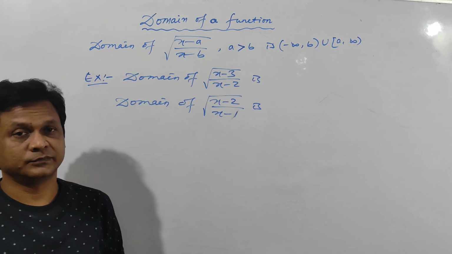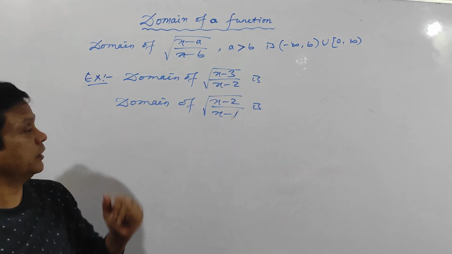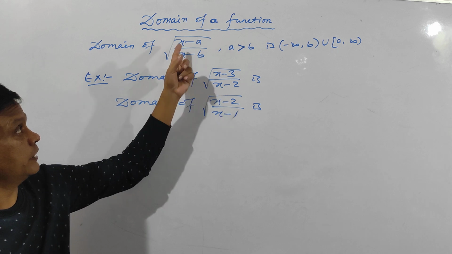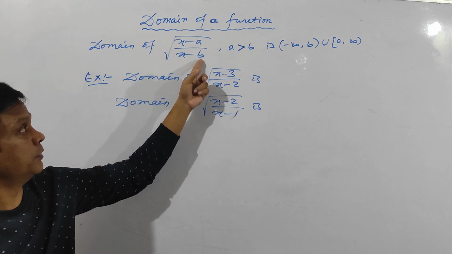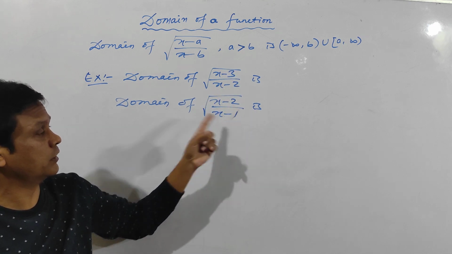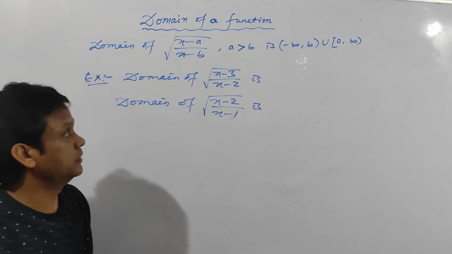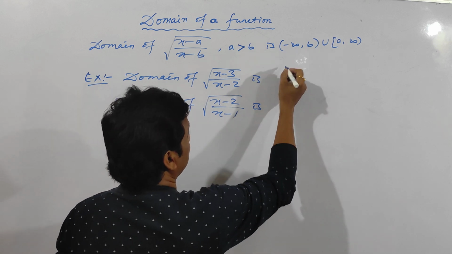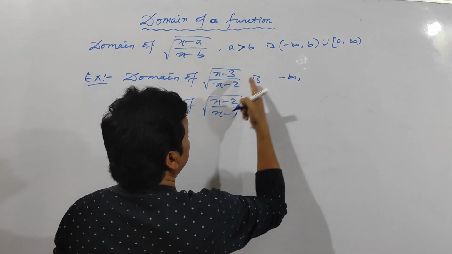Clear? See here, I have given two examples. Here (x minus a) by (x minus b), but a is greater than b. That means the numerator constant is greater than the denominator constant. So 3 is greater than 2, 2 is greater than 1. So you can apply directly. See here. So the answer will be minus infinity to b. Here b is 2.